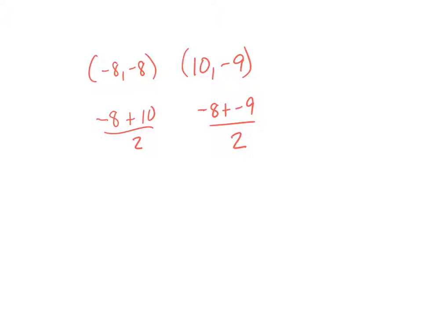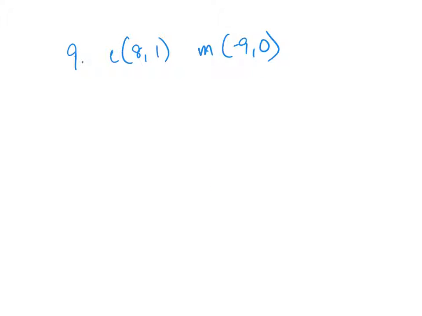-8 plus 10 is 2. Divided by 2 is 1. If you're doing these on the calculator and getting the wrong answer, go ahead and put a parenthesis around that top and you won't get a wrong answer anymore, okay? And then -8 plus -9 is -17, which is -8.5. That makes sense? Okay, so they want the other endpoint.